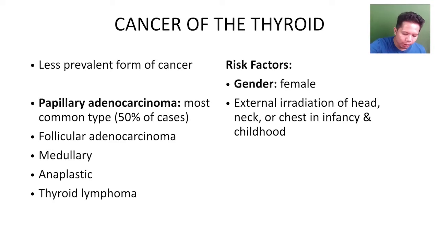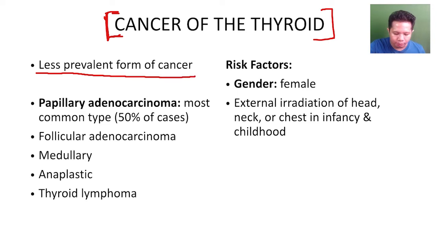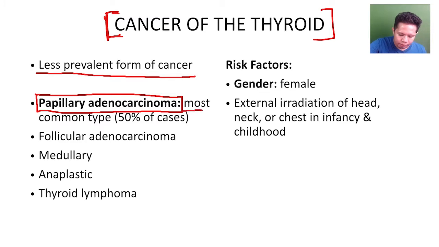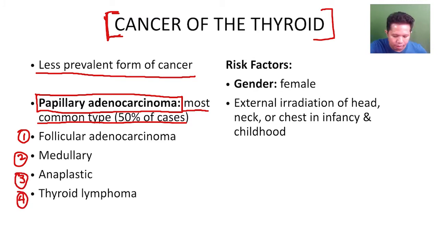So when we talk about thyroid cancer, this is the cancer especially of your thyroid. This is the less prevalent form of cancer, so it's not that much. But usually, papillary adenocarcinoma is more consistent, 50% of the cases that are prevalent with cancer. Okay, so types would be your follicular adenocarcinoma, your medullary, your anaplastic, and your thyroid lymphoma.